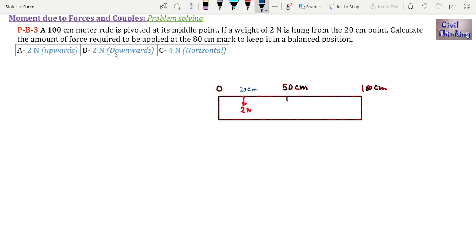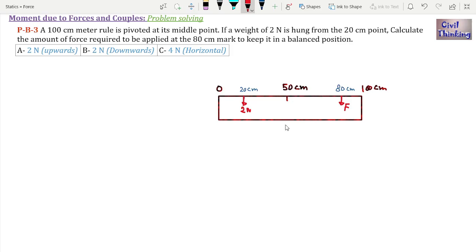Now calculate the amount of force required to be applied at the 80 centimeter mark. Okay, now where will be the 80 centimeter mark? Now let me assume the 80 centimeter mark is somewhere here. This is the 80 centimeter mark. Okay, now we have to calculate the force to be applied at this point.